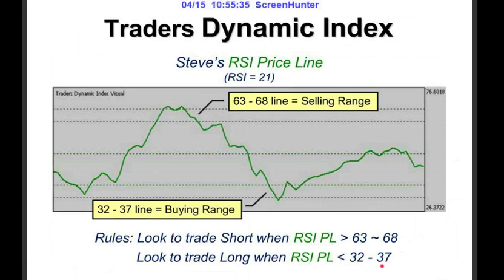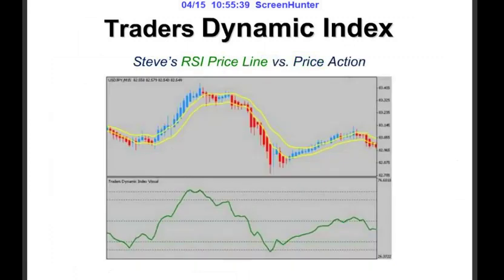So let's compare, like I did a moment ago, my original TDI with his TDI, his setup, compared to price action. So we can see here, let's just go from left to right here. You can see the green line coming down, making a low point right in that range, comes back up to a midpoint. Look what price is doing. Comes down to this low point here, comes up to a midpoint and back down.